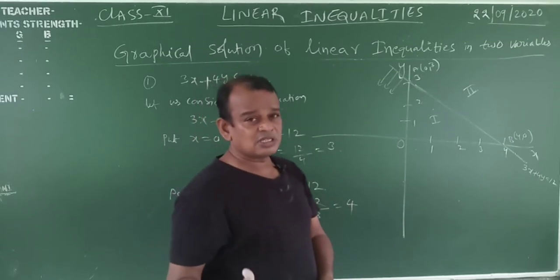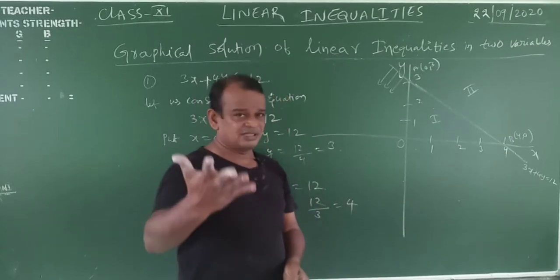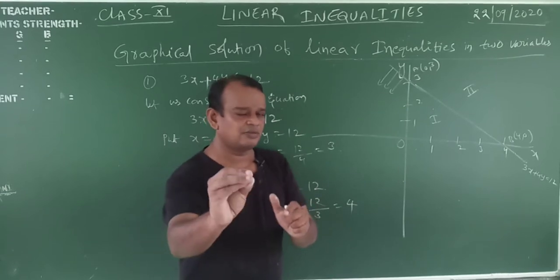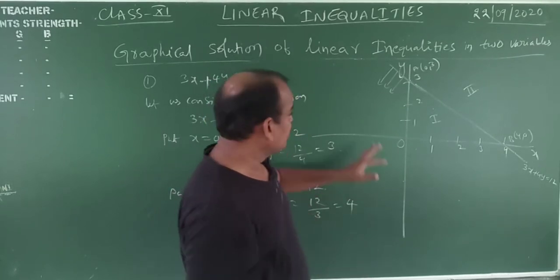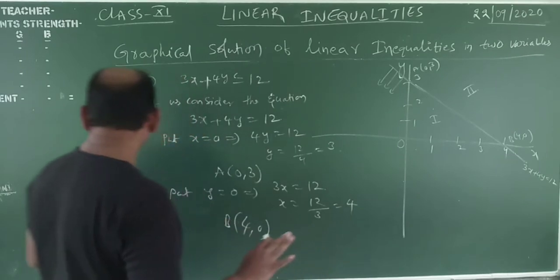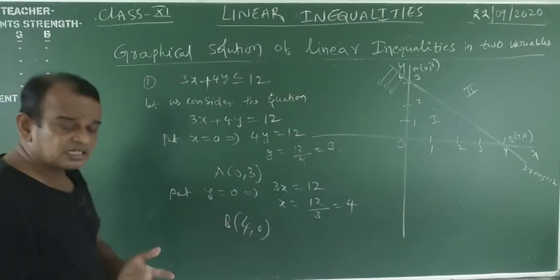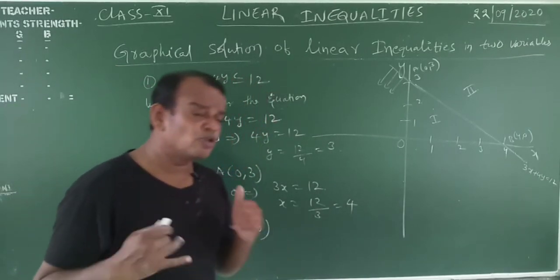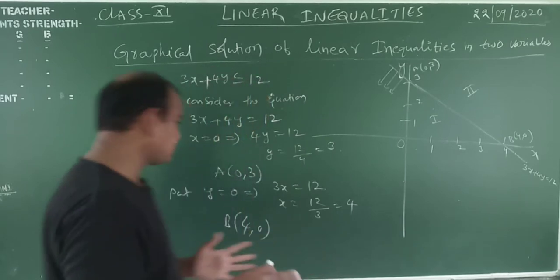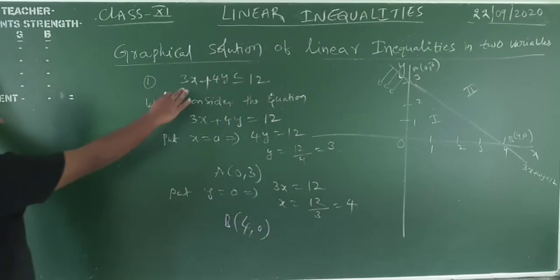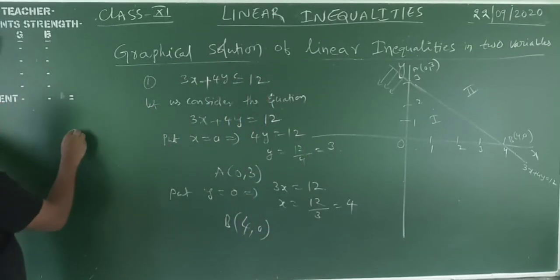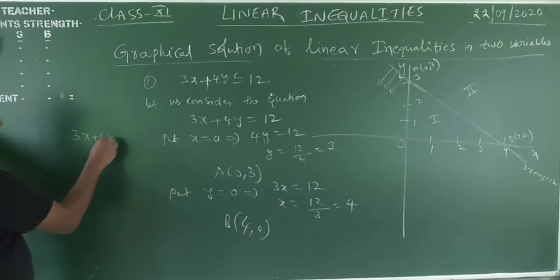Whenever the solution is towards the origin, how to find it? Not towards above the origin. How to find? I will explain. Just 1 minute. Okay, after 1 minute I will explain. Now how to calculate towards the origin and above the origin? What is the region? Okay. Now for suppose first we will take the given equation. What is the given equation? 3x plus 4y less than or equal to 12.